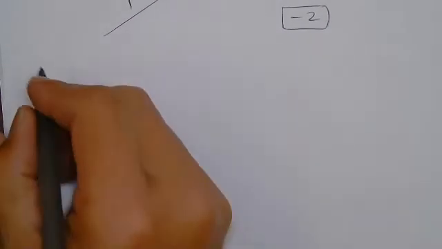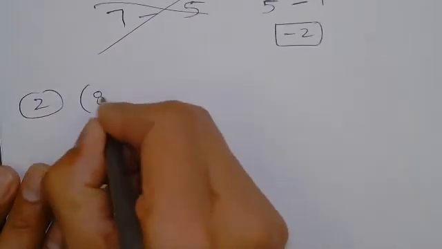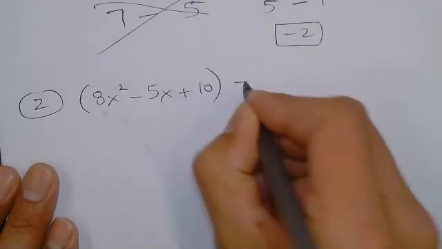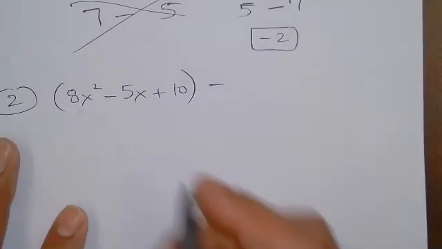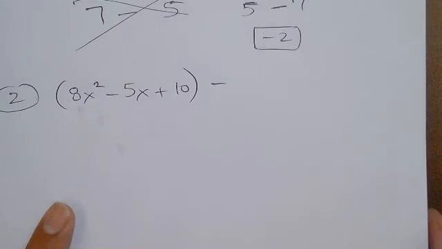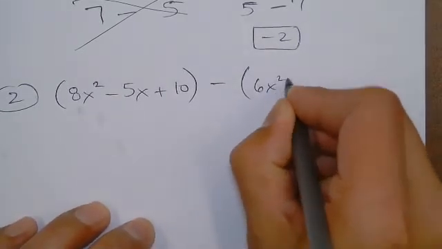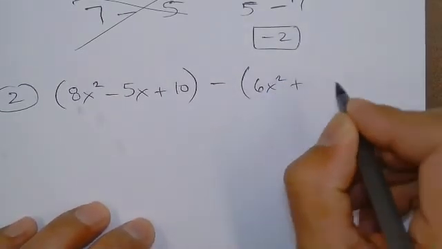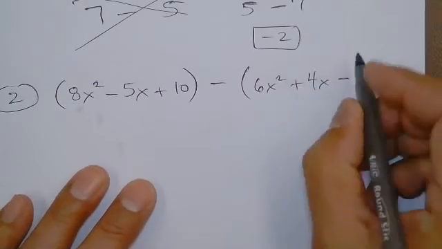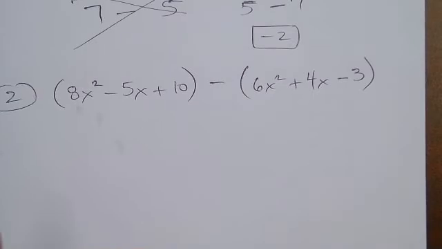Let's jump into just the ones you're going to see first. Something like 8x squared minus 5x plus 10. Takeaway, right? You're going to see them like this. This is one polynomial. Sometimes it'll be in order, sometimes it won't, and we talked about that already. And then you'll see another one, 6x squared plus 4x minus 3.